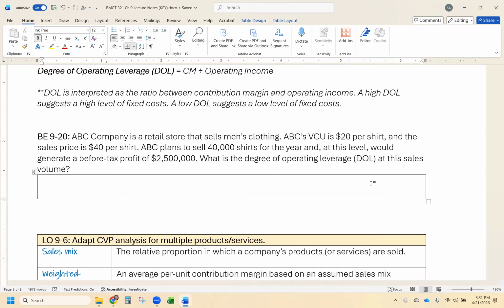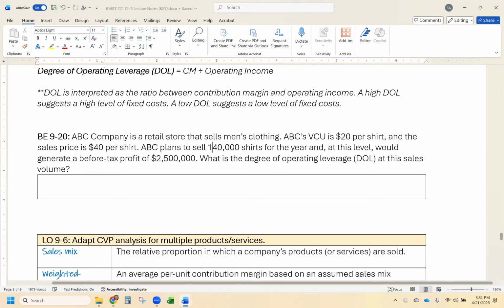So what I want to do is I want to change this problem. So instead of 40,000 shirts, it's 140,000. So if we do that, then our sales will be high enough that it'll be more than the net income or the before tax profit on the problem.